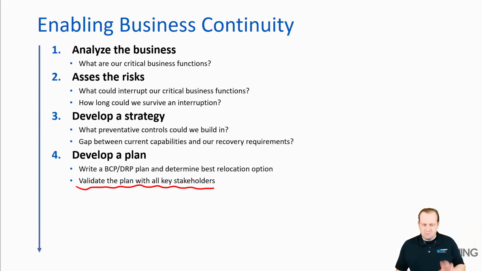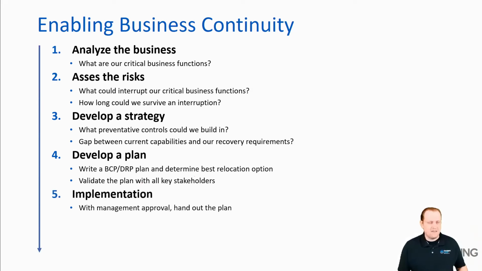We want to get as best input as we can on this plan, because this might mean the difference between life or death for the business. If they like the plan, they basically sign it off. You've got management approval. We're going to implement it. We're going to hand out the plan. We deploy this disaster recovery plan or business continuity plan or a combination of both.